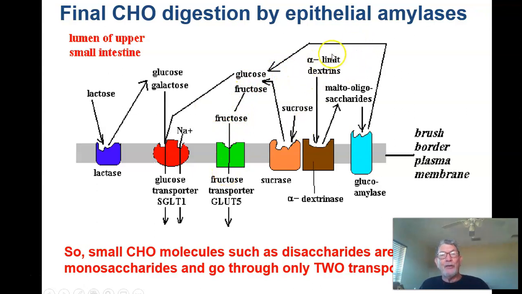Your alpha limit dextrins, what are they? Those are blobs of glucose molecules. So you have alpha dextrinase. It breaks them into glucose, which goes through here. So you take everything you have, your lactose, your sucrose, and your starches that have become maltose and limit dextrins, and you break those into glucose and galactose to go through here, and fructose to go through here. And all of your carbohydrates have now entered your bloodstream.